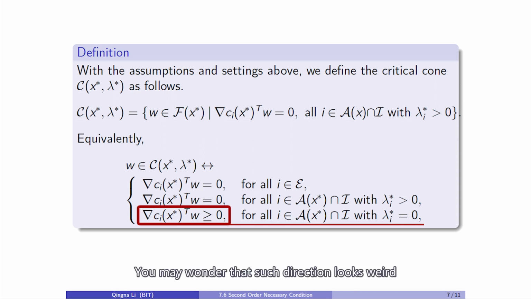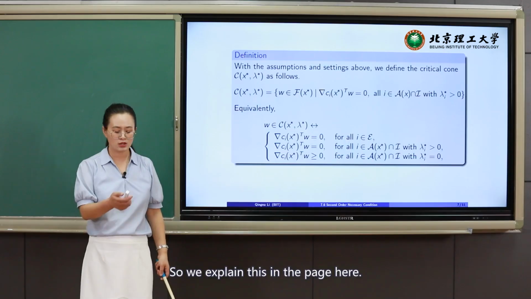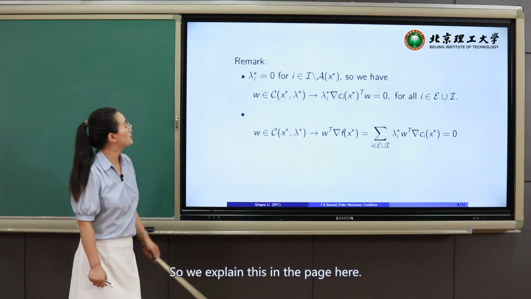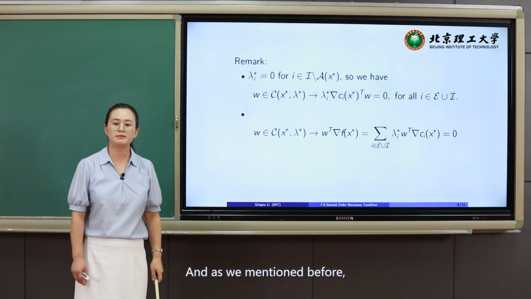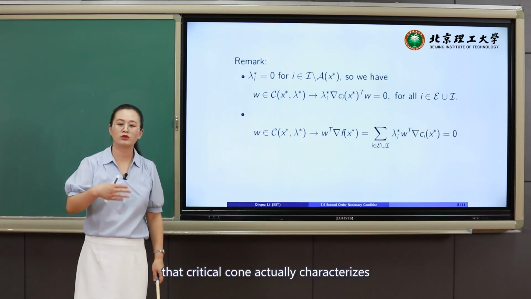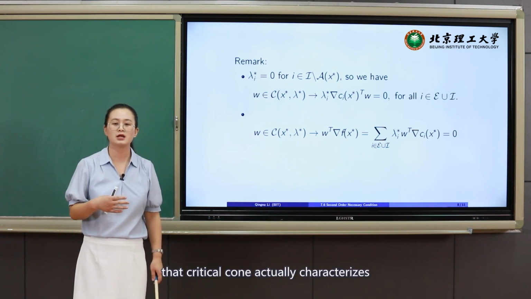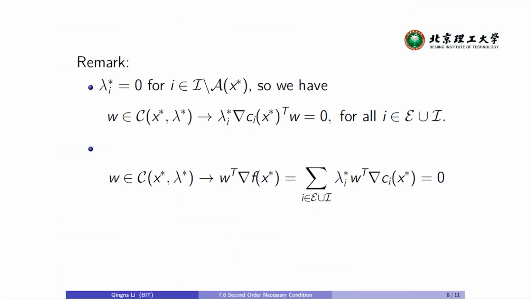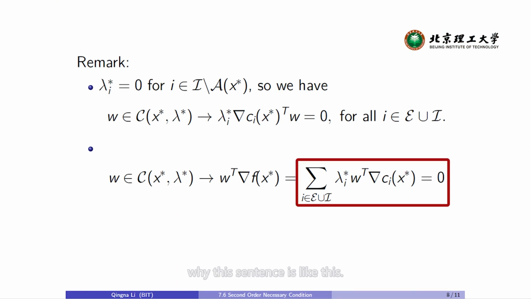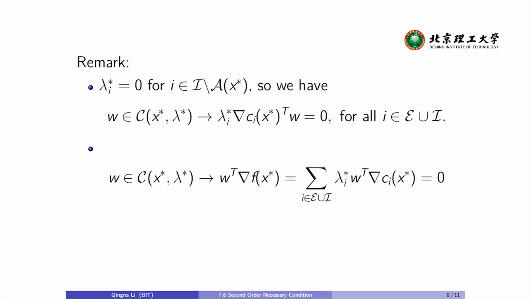You may wonder that such a direction looks weird and we have no idea how it comes. So we explain this on this page. As we mentioned before, the critical cone actually characterizes those undecided directions for function value f. Okay? Now let's take a look at why the definition is like this. Okay, so we have this remark.